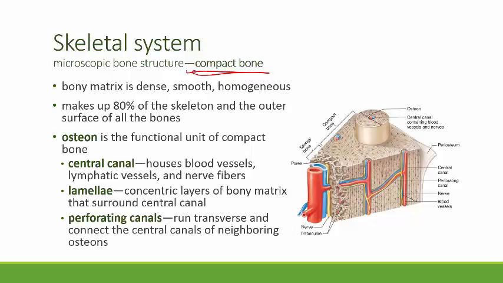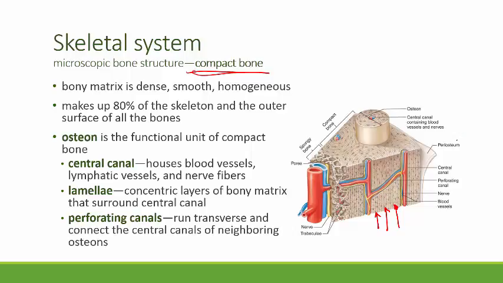And in compact bone, the bony matrix is dense, it's smooth, and it's relatively homogeneous. So it's just this similar material, very dense, embedded with the osteocytes found in their little lacunae. So here you can see osteocytes that are found in their lacunae. So about 80% of the skeleton is composed of compact bone, so it's the bulk of the bone in the body, and it also covers every single bone. So the outer shell of all bones is built of compact bone. And then there are some other locations in the body where it's not just the outer shell, but it's all the way through the bone that it is compact bone.